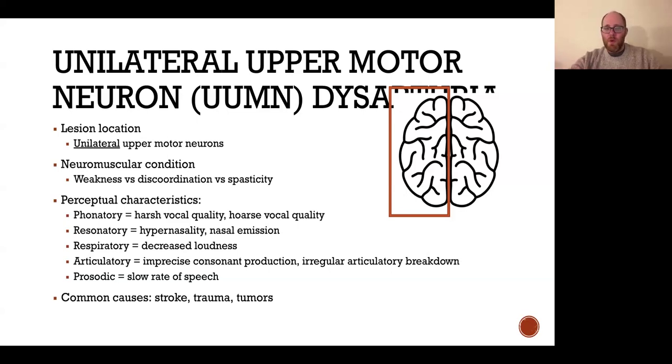Someone with a UUMN dysarthria might have a harsh vocal quality or a hoarse vocal quality. They may have hypernasality with nasal emission. There can be decreased loudness, imprecise consonant production, irregular articulatory breakdowns, and a slow rate of speech. Common causes, again, anything that causes unilateral cerebral damage. So stroke, trauma, tumors, etc.